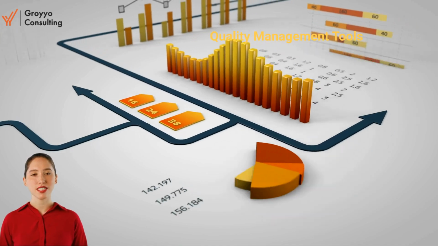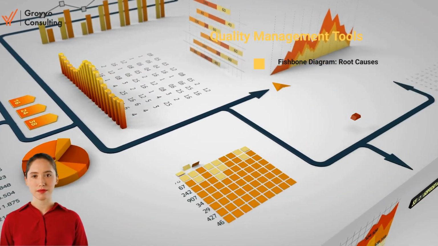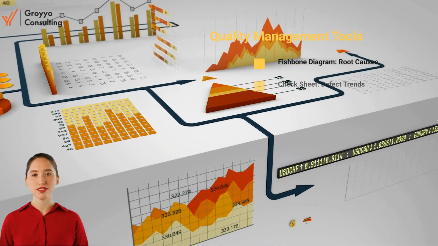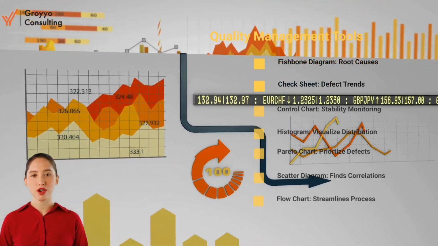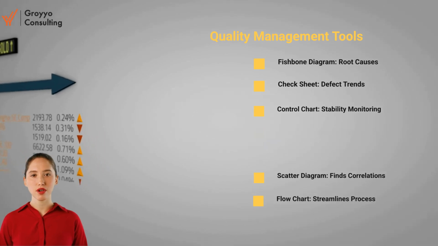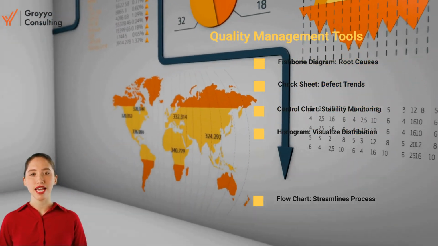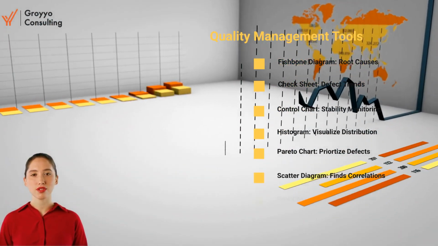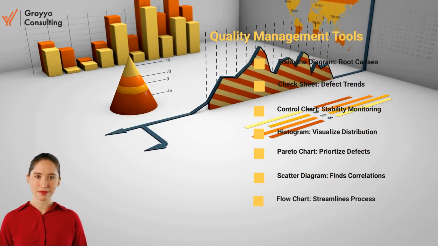Let's recap the essential tools. Fishbone diagram identifies root causes, check sheet tracks defect trends, control chart monitors stability, histogram visualizes distribution, Pareto chart prioritizes defects, scatter diagram finds correlations, and flowchart streamlines processes.